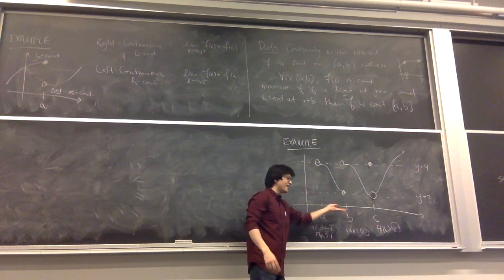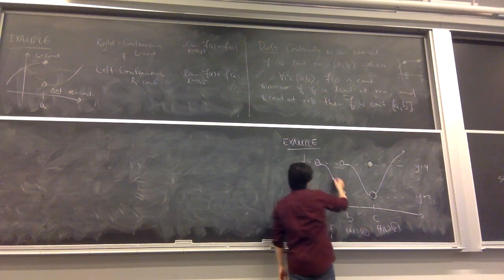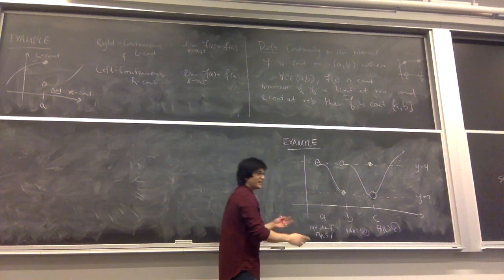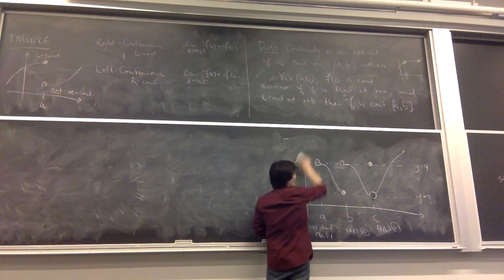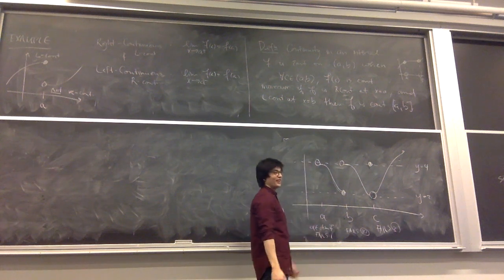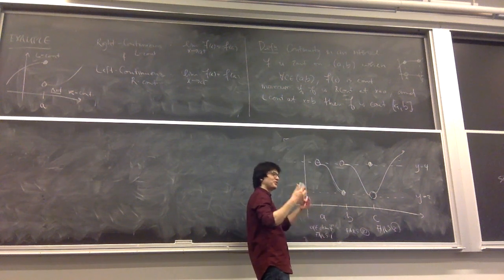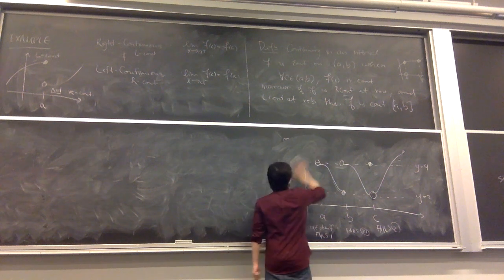This is continuous on a to b. Look, I can start here and draw the whole thing without lifting up my pen. It's really as easy as that to determine continuity. To show something is discontinuous, you actually have to give a structured argument.